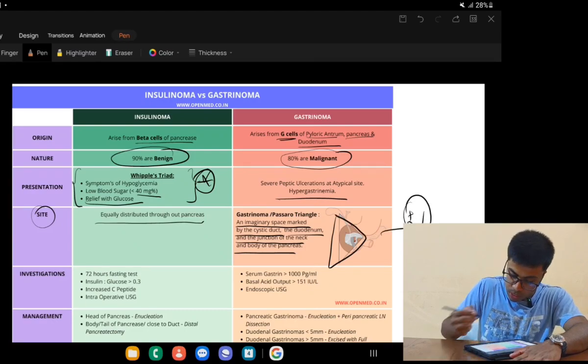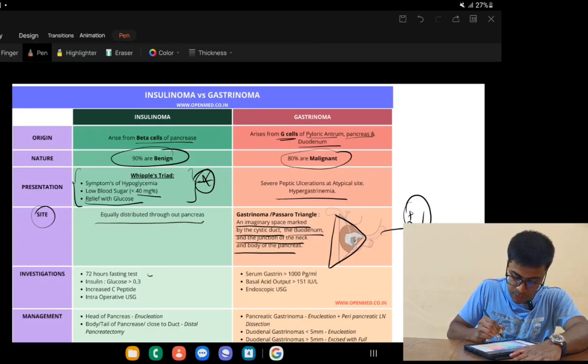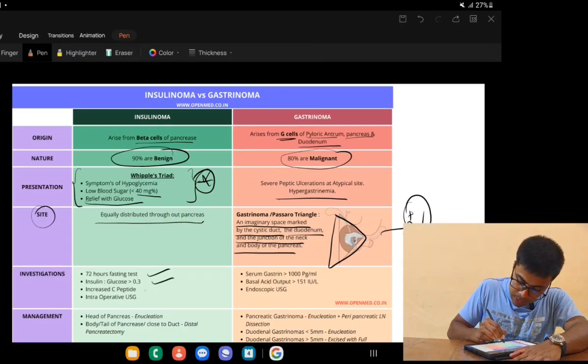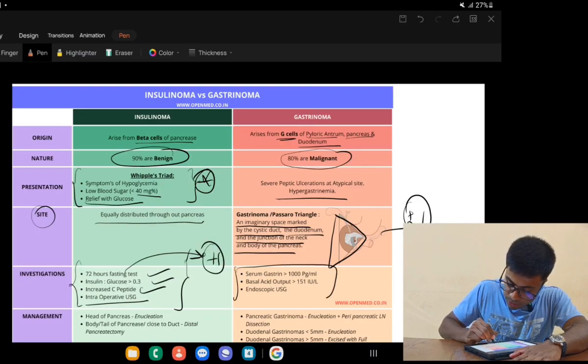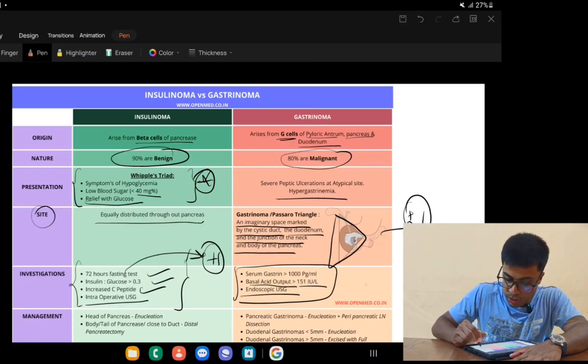So plus one. Then the investigation for insulinoma is the 72-hour fasting test. Insulin to glucose ratio should be greater than 0.3, increased C-peptide, and intraoperative USG is needed. This can be asked as a single liner sometimes. So plus one. For gastrinoma: serum gastrin level greater than 1000, basal acid output greater than 15, and endoscopic ultrasound investigation. Plus one.